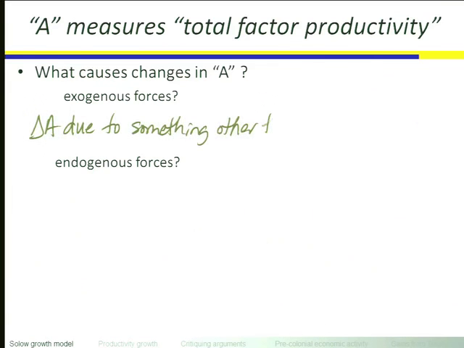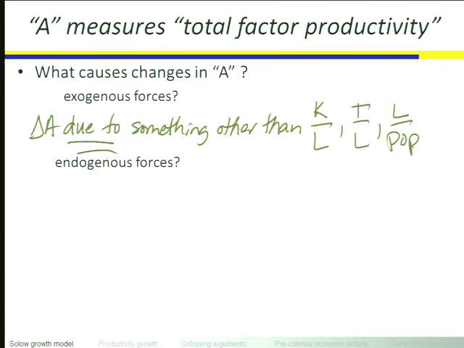So an exogenous change in A means that the change in A is due to something other than capital to labor ratios. What else did I have? Land to labor ratios, labor force participation rates. So something other than those inputs, a change in those inputs led to a change in total factor productivity. In that case, we say the change in total factor productivity is exogenous. It's not caused by something else that is part of our story.